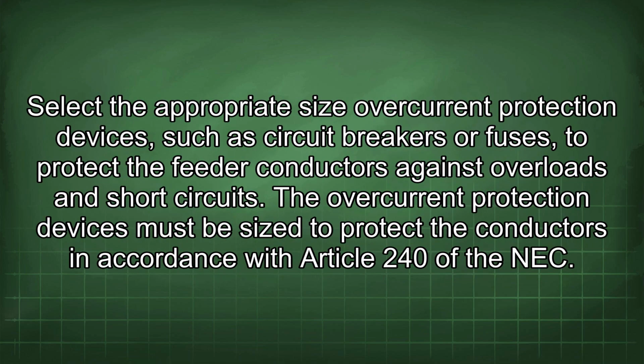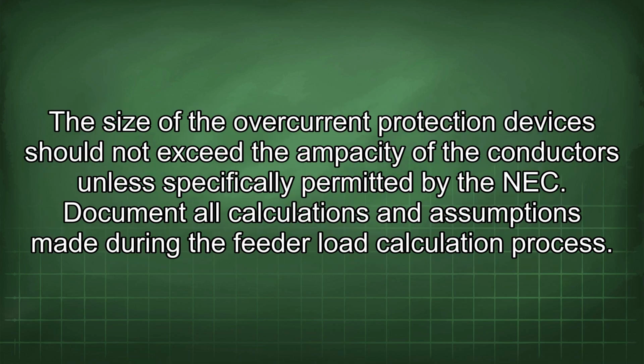Select the appropriate size overcurrent protection devices, such as circuit breakers or fuses, to protect the feeder conductors against overloads and short circuits. The overcurrent protection devices must be sized to protect the conductors in accordance with Article 240 of the NEC. The size of the overcurrent protection devices should not exceed the ampacity of the conductors unless specifically permitted by the NEC. Document all calculations and assumptions made during the feeder load calculation process.